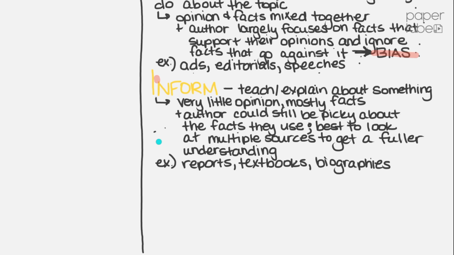There can still be bias in a piece that is meant only to inform people, because authors can still choose which pieces of evidence they include in their writing. So be mindful that just because something has very little opinion in it, it could still have some bias based on the facts that the author is including in the piece. So for example, in Japan, their textbooks don't have anywhere near as much information as the textbooks in the US do about World War II.